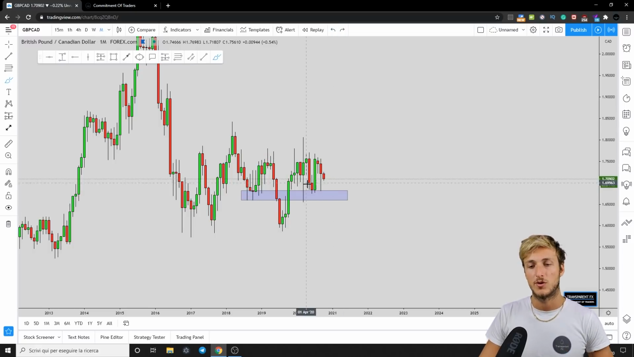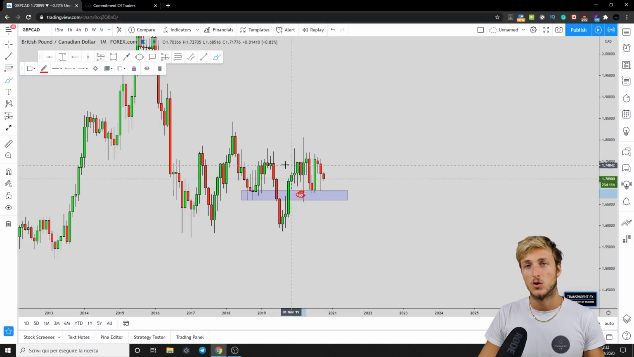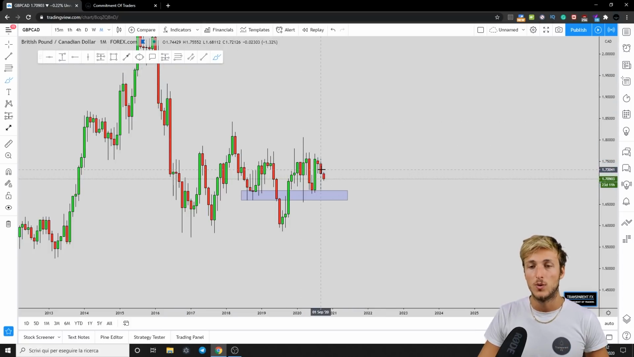However, we see one very important thing. Here, the market tested the zone and rejected it to the upside with a green candle. Here, again, the market tested the zone and rejected it to the upside with this green candle. However, with this last test, the market created this candle here.